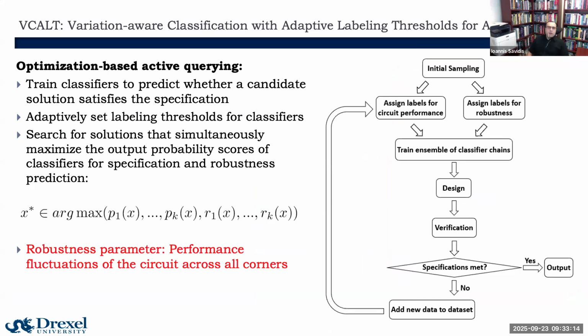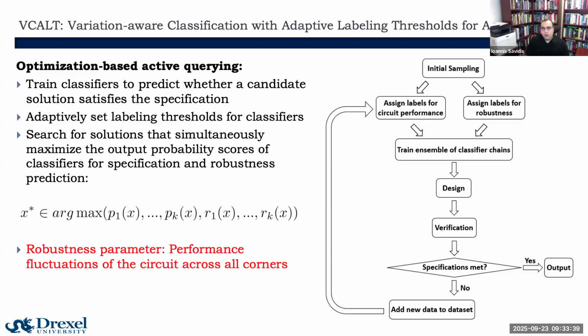So we developed a sizing technique, V-cult, for variation-aware classification with adaptive labeling thresholds. It's where classifiers are trained to determine if a candidate solution meets the target design specifications. And these classifiers adaptively adjust their labeling thresholds to enhance the accuracy and effectiveness.